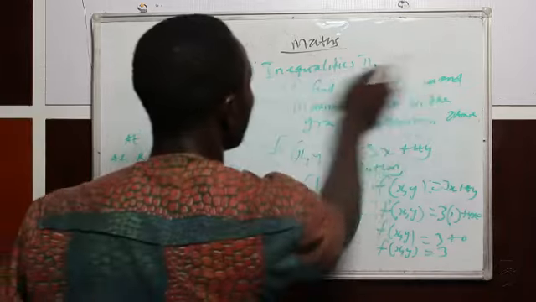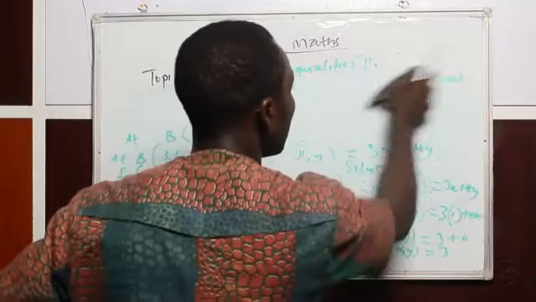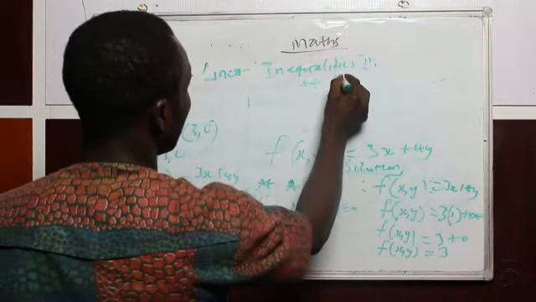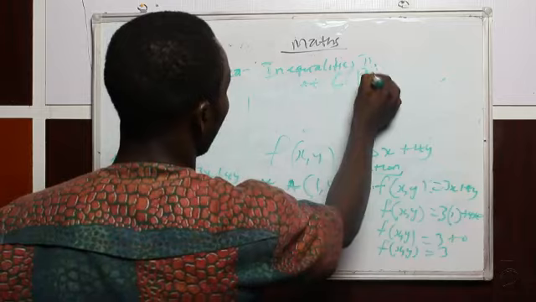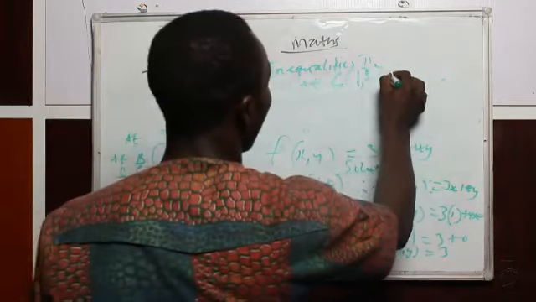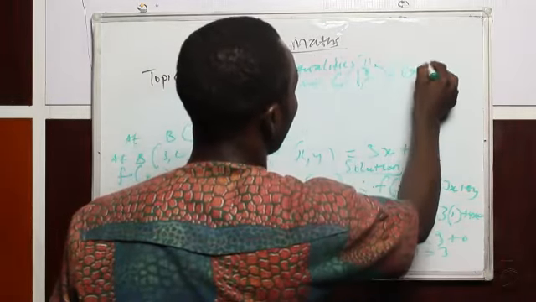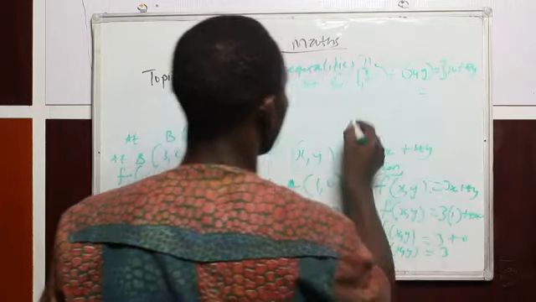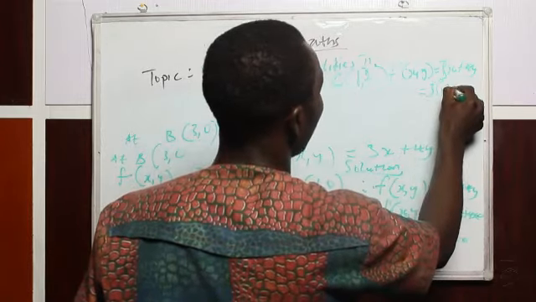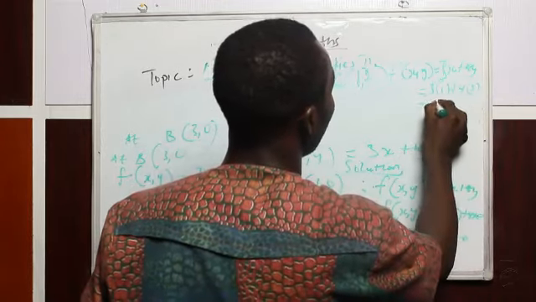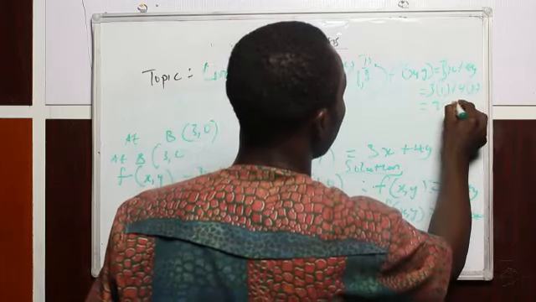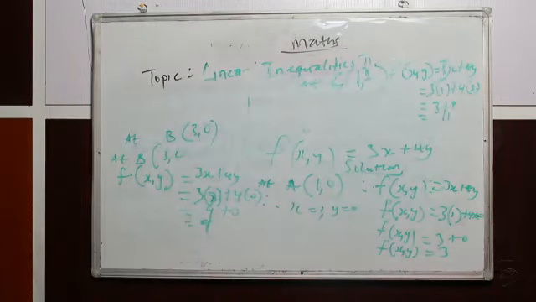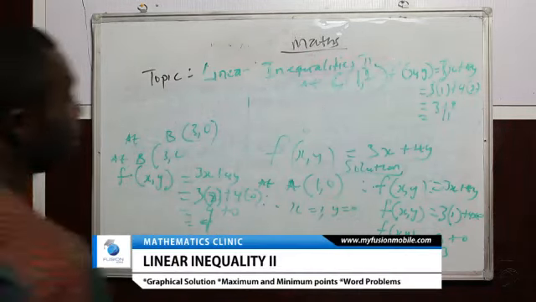Then at point C, what is our value? Our value for f(x, y) equal to 3x plus 4y is equal to 3 times 1 plus 4 times 2. We have 3 plus 8, which will now give us what? 11. At point C, we have 11.